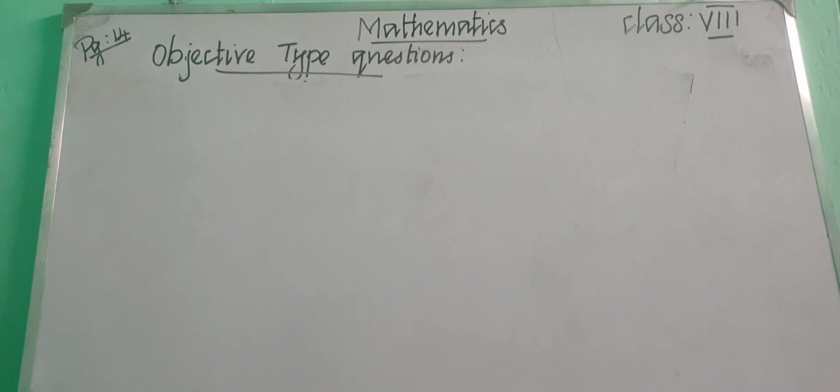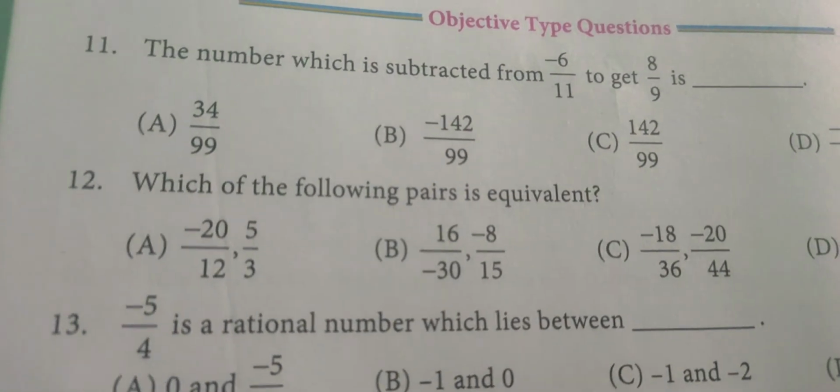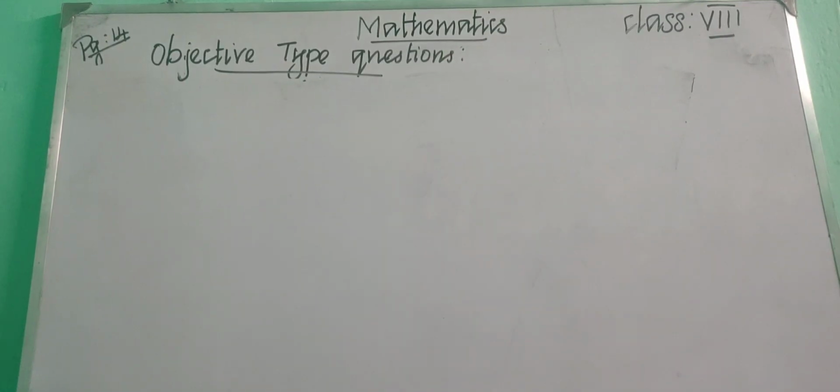So put today's date, and write the heading as objective type questions. And write question number 1, okay. So what is the question number 1? The number which is subtracted from -6 to get 8 upon 9 is dash, okay. So write the question in your note. So just what is given in that question?